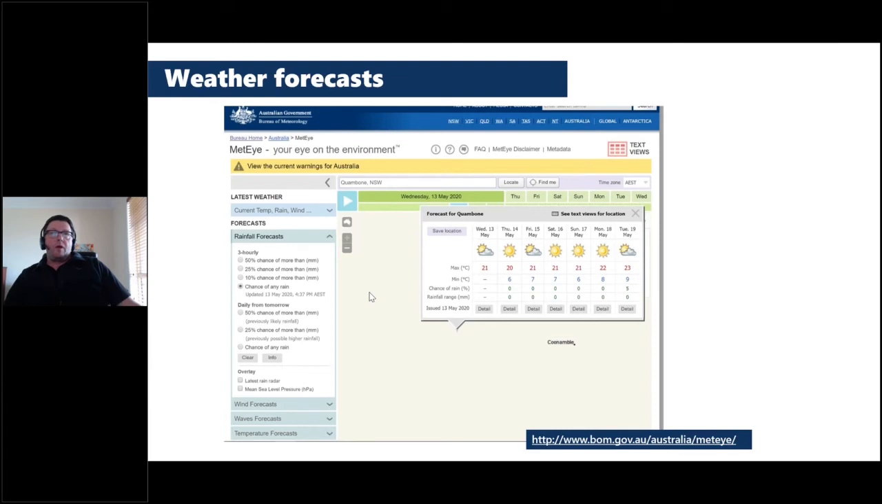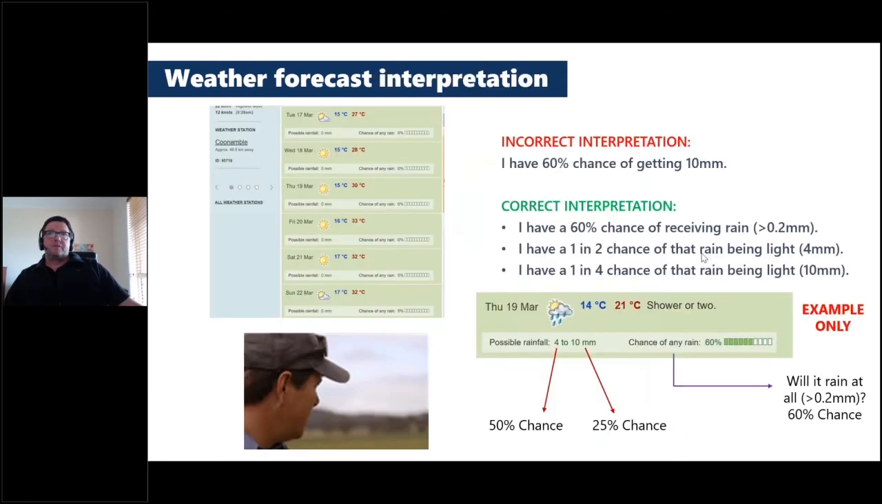I'm just flicking to the next slide here. It's sort of half gone to sleep. We'll wait for it to come through. Oh, here we go.